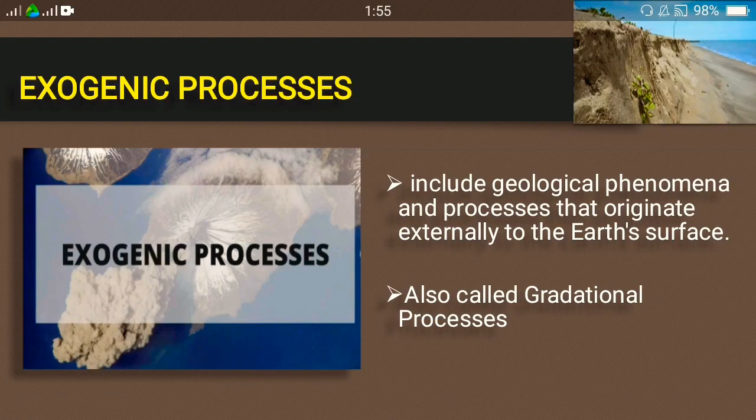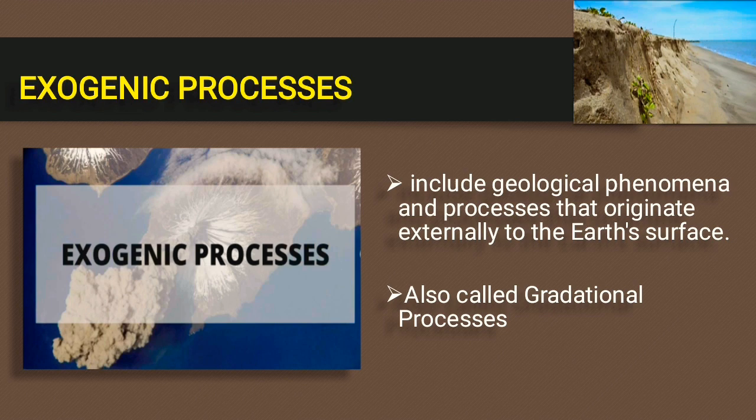What are exogenic processes? They refer to activities or phenomena that occur on the Earth's surface. Exogenic processes are also called gradational processes, which comprise degradation and aggradation. Degradation processes are also referred to as denudation processes, which include weathering, mass wasting, erosion, and transportation, while aggradation processes include deposition.